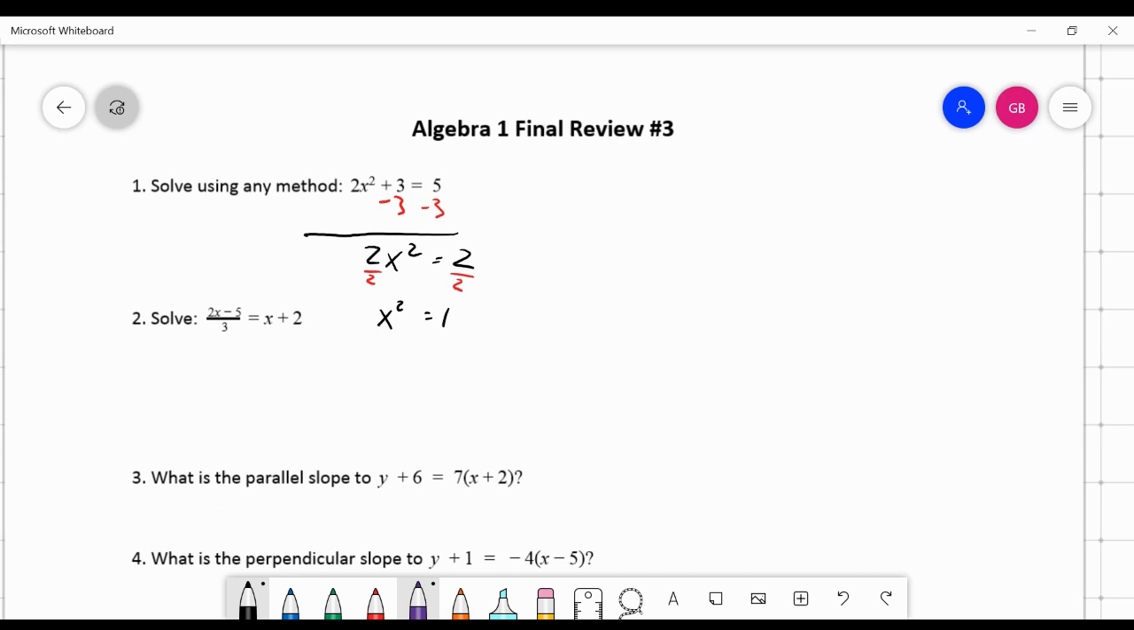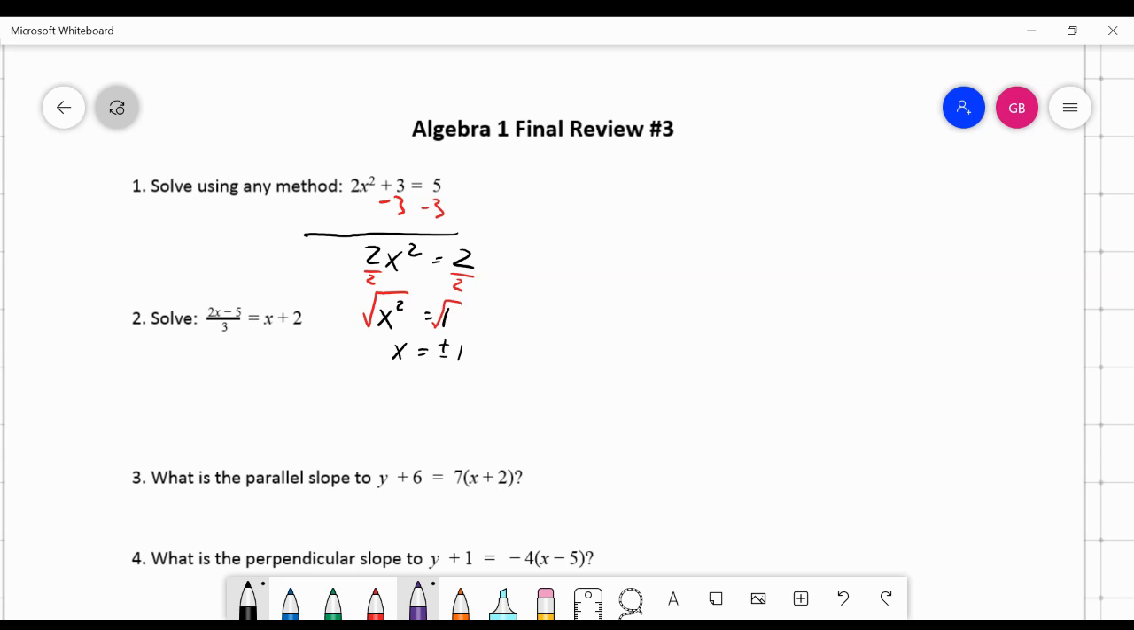And then the opposite of squaring is the square root. So take the square root of both sides. So x is equal to positive or negative 1. Remember that 1 times 1 is 1, and also negative 1 times negative 1 is 1. So that's why we have two answers.